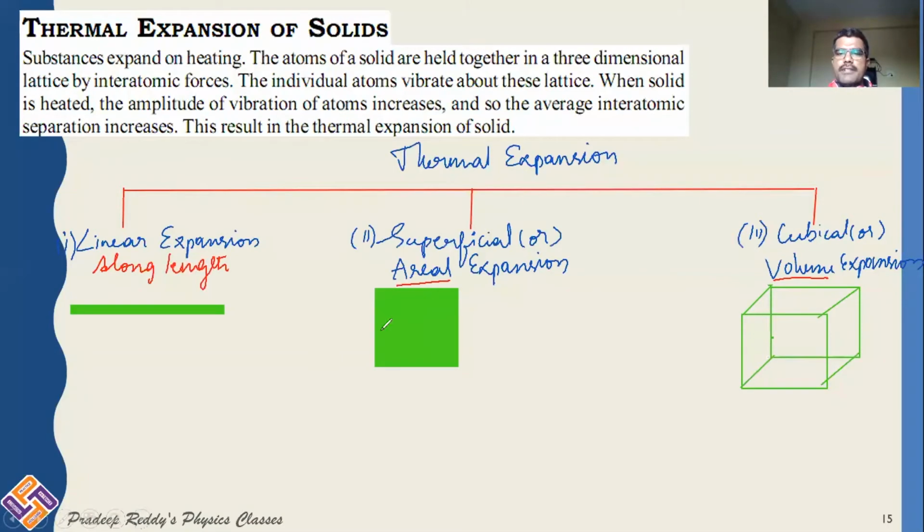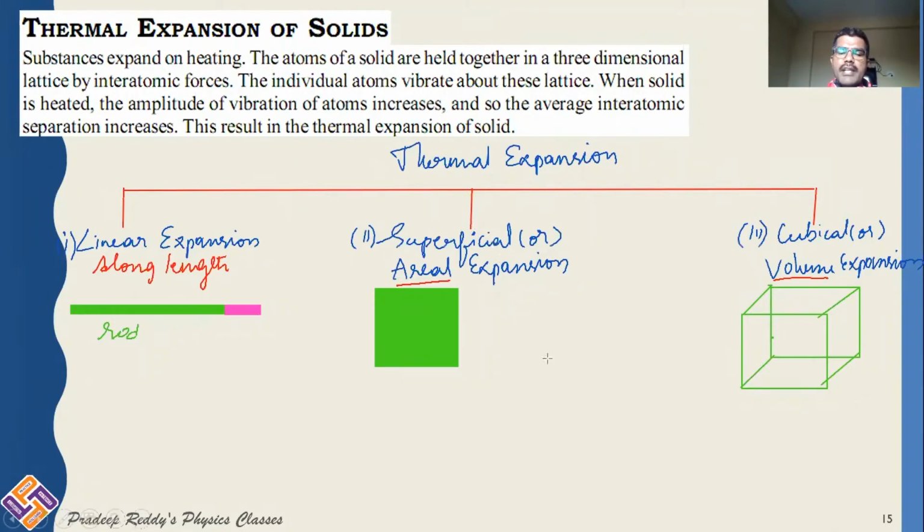Clearly you can observe the difference. In the first case, there is a rod. When you are providing heat energy, what would happen? Definitely, this rod would undergo expansion only along the length. Area expansion is negligible because the length is more dominating than the breadth and height.